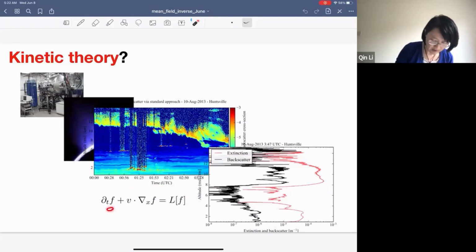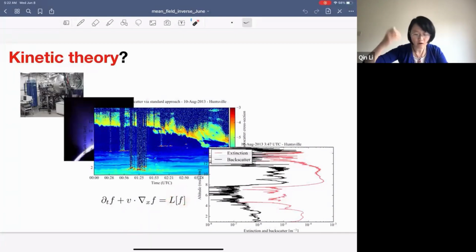So once again, this F is a distribution function. It tells you how many photon particles you can find at a specific time, at a specific location, moving with a specific velocity v. So this term, once again, is x dot equals v. So particles move with velocity v in the x direction. And this term is how photon particles interact with the cloud in this case. So if the photon particle meets the cloud, then it gets scattered around, and the scattering effect is encoded on the right-hand side.